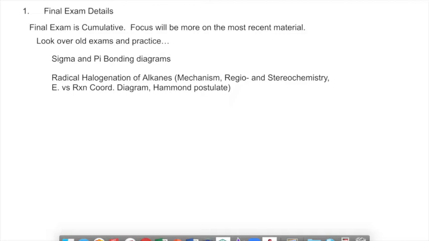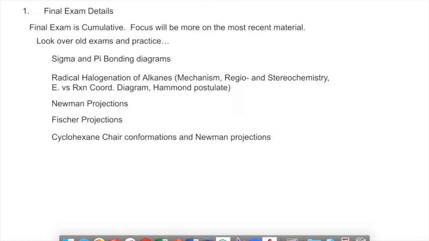And then the Newman projections. Review those real quick. Fischer projections, cyclohexane chair conformations, and Newmans of those. And then linear pi molecular orbital diagrams and electrocyclic reactions. We haven't done that just recently, so it'll be good to review.